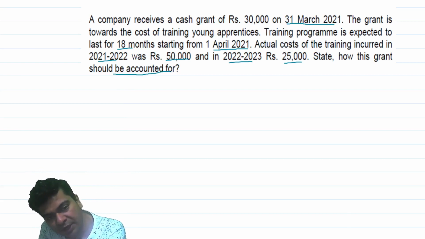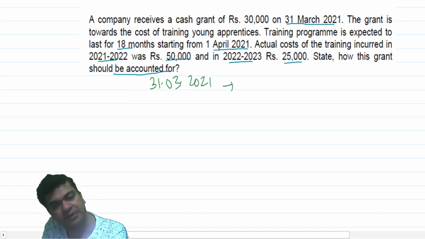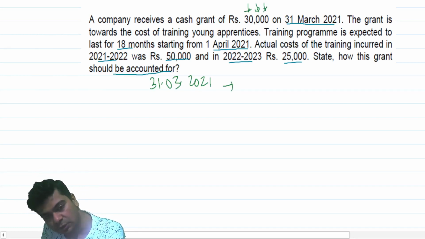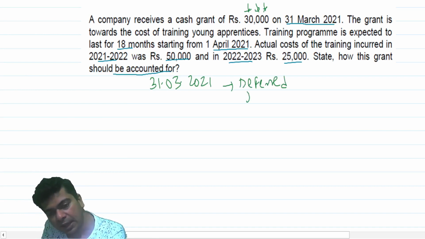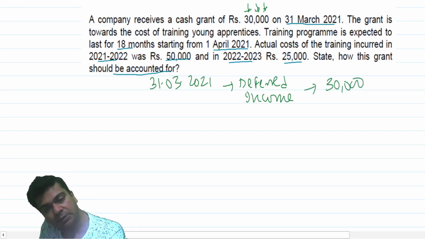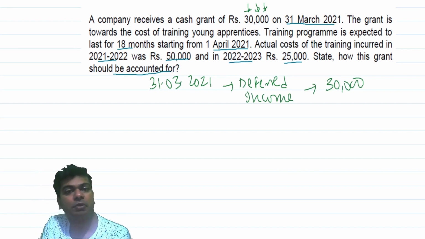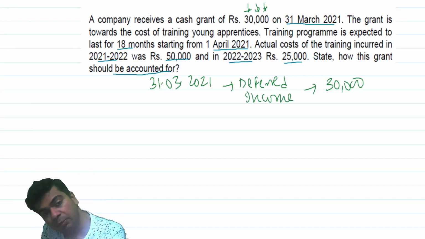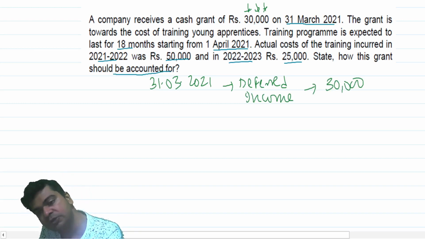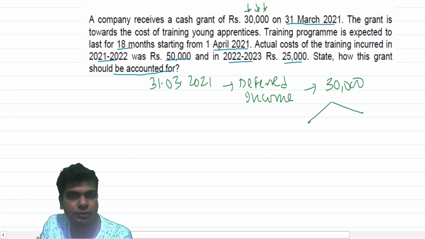If you just go through the dates over here, see, on 31st March 2021, you are receiving a grant of 30,000. That means I'll have to treat this as a deferred income. Okay, I'll have to treat a deferred income of 30,000 rupees. Training will start in the next year. Before the year starts, you have already received this particular grant. 30,000 rupees will be treated as deferred income, and it needs to be reported in my balance sheet, and I have to split this 30,000 into its current and non-current components.